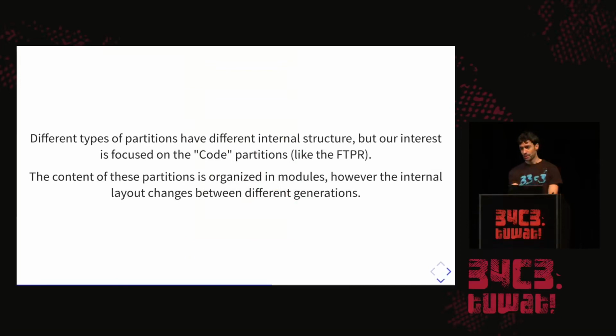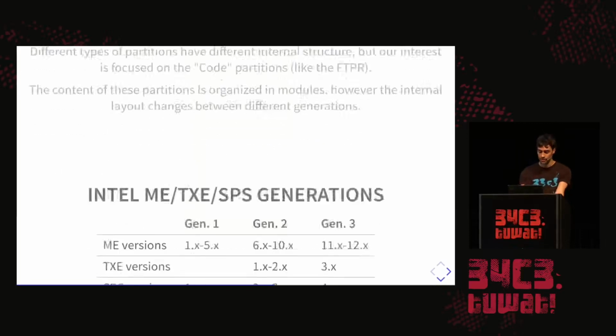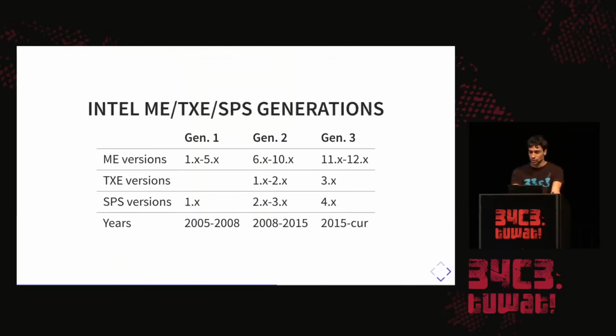So different partitions have different structures, but since we kept only the FTPR partition, we are only interested in that, and that is a code partition. Moreover, the internal structure of the partition changes between the different Intel ME generations. So generation 1 is not of our interest because Intel ME could be removed completely, so no problem for us. And let's focus on generation 2 because I started from that.